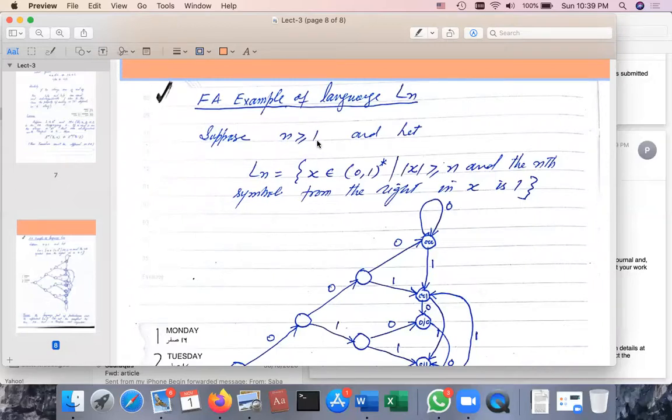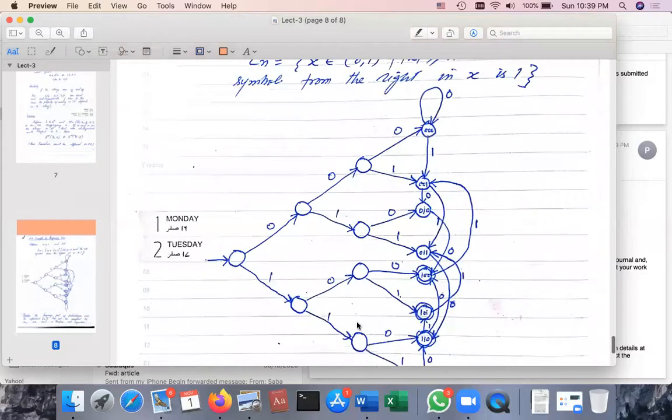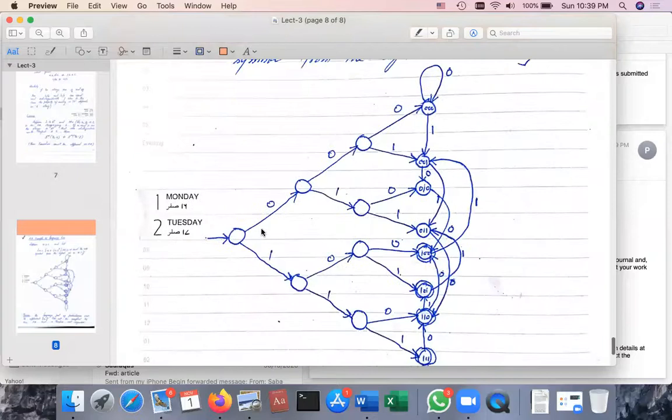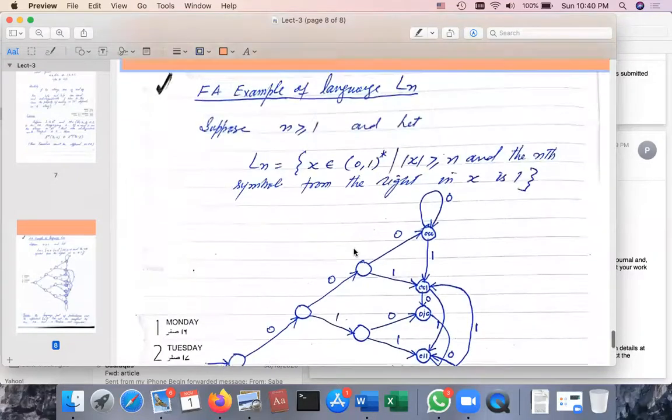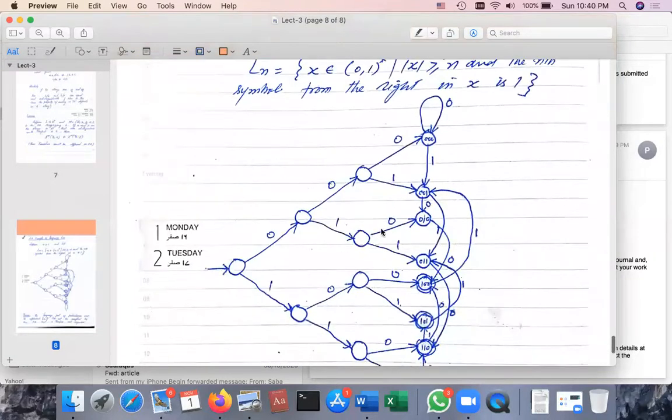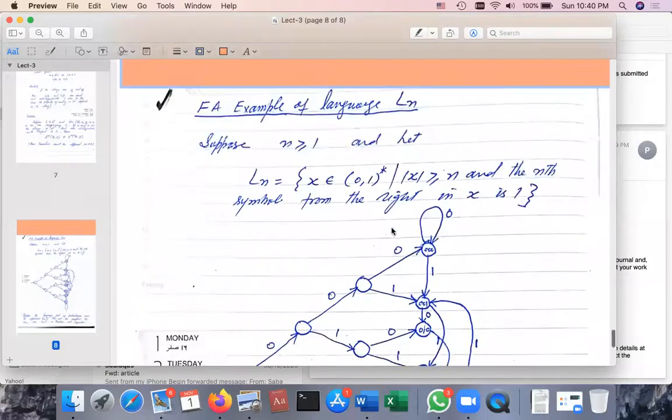So that's why we don't have a fixed value of n here. But if we want to draw an FA, then we have to fix the value of n for this language Ln. So this FA is drawn here for a fixed length, maybe 1, 2, 3. So here n is, you can say, 3. For this FA, the value of n is 3.